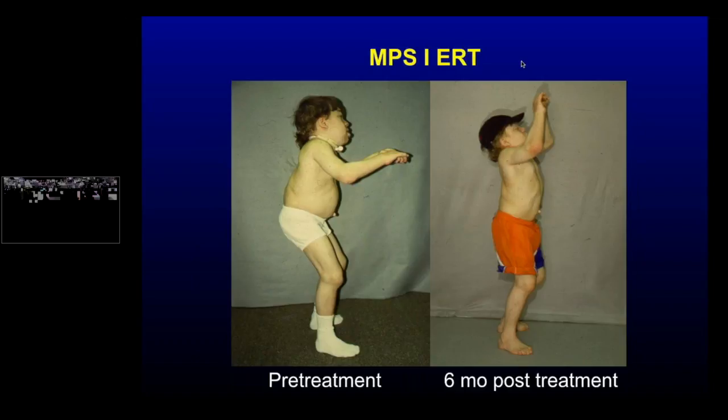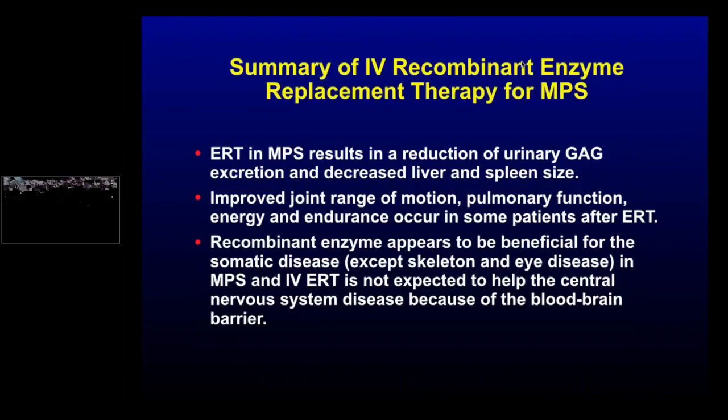So in terms of summary of IV enzyme replacement therapy, ERT in MPS results in reduction of urine GAG excretion and decreased liver and spleen size across the board in all the MPSs being treated. We see improved joint range of motion, pulmonary function, energy and endurance in some patients after ERT. It's a fascinating phenomenon that a number of these patients actually feel better once they started on ERT, where prior to that we had no appreciation. They didn't have the same degree of energy.